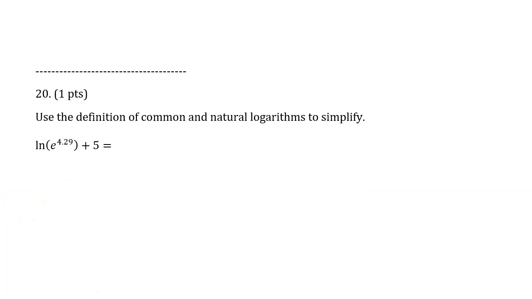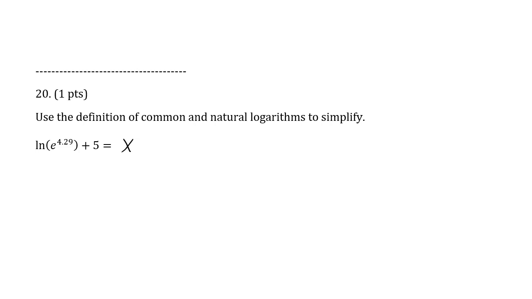This is the same property, but in logarithmic form. Use the definition of common and natural logarithms to simplify. The natural log of e to the 4.29 power plus 5 equals, well, I don't know, so I'll give it an x. Simplifying the left, though, do you see how the natural log and the e are side by side? The only thing between them is the parentheses.